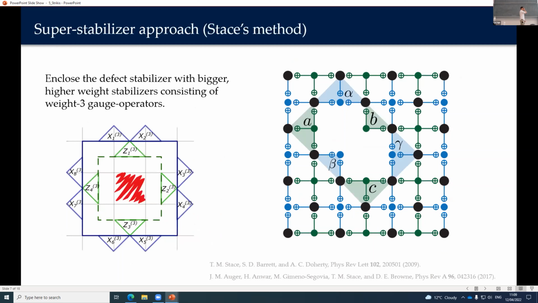So a solution for this was proposed first in 2009 by Thomas Stace, Sean Barrett, and Andrew Doherty, where they proposed to enclose any kind of fabrication defect, as represented on the right figure as this white hole, in super stabilizers. This is a construction where we turn off some of the CNOT gates that link the super stabilizers to data qubits to form these gauge operators around the hole.